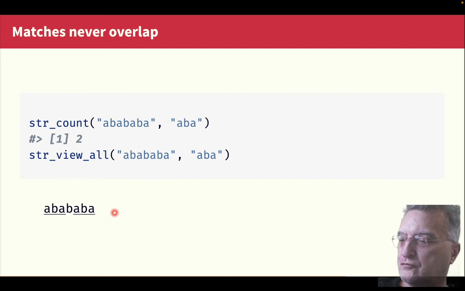I mentioned before that matches never overlap. So if we do this, ABA, this has been used up now, and we can only look at this. So then we find ABA in this. We have two cases of ABA in here, even though it looks like we have three, because matches never overlap.